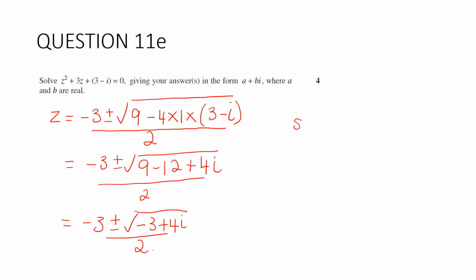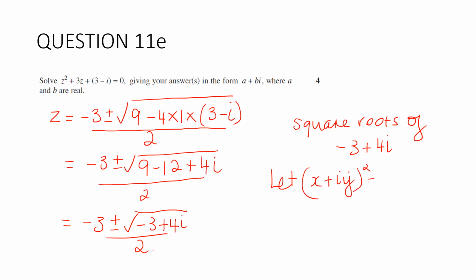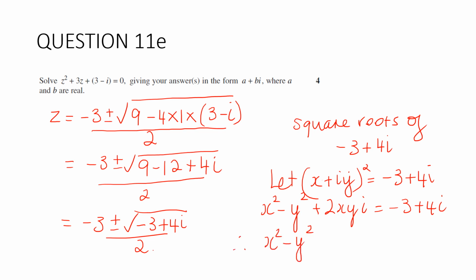So we need the square roots of negative 3 plus 4i. We're going to let a plus bi, well, they use a and b, don't they? So let's use something different. Let's use x and y. Let x plus iy all squared equal negative 3 plus 4i. Expanding out, x squared minus y squared plus 2xyi is equal to negative 3 plus 4i. Therefore, x squared minus y squared is equal to negative 3, and 2xy is equal to 4.